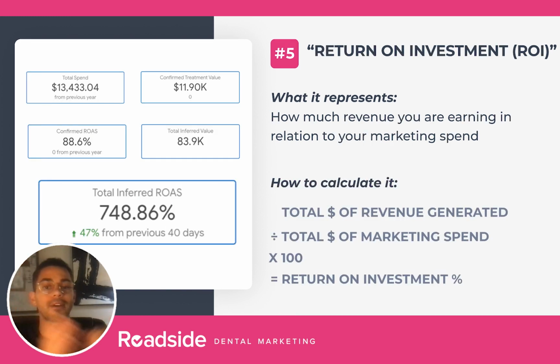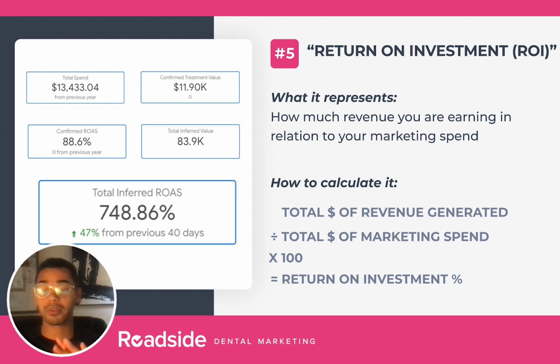And here we have the final metric, the big daddy metric, which is return on investment, which you really don't need to be a marketing person at all to understand. Really, you're just looking at how much revenue we are earning in relation to our marketing spend, specifically for revenue that we earned through our marketing leads. So how to calculate it: how much revenue did we generate through our marketing leads, all those new patients, how much was their treatment value, and then divide that by your total marketing spend. Times that number by 100 and you get your return on investment percentage, right?